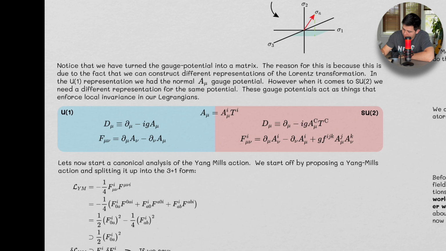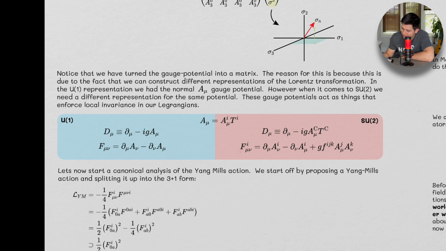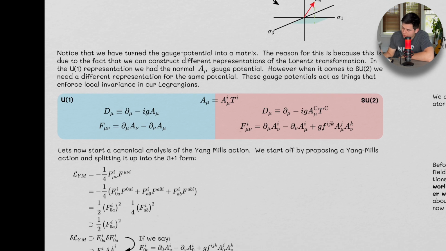Notice that we've turned the gauge potential into a matrix. The reason for this is that we can construct different representations of the Lorentz transformation. In the U1 representation, we had the normal A mu in the gauge potential. However, when it comes to SU2, we need a different representation for the same potential. The gauge potentials act as things that enforce local invariance in our Lagrangians.